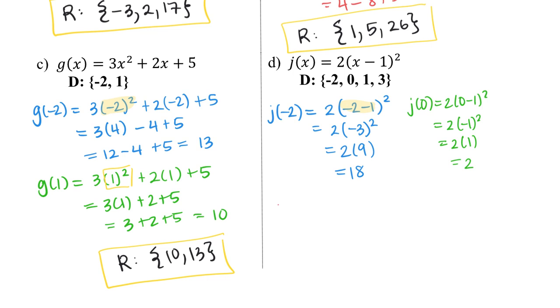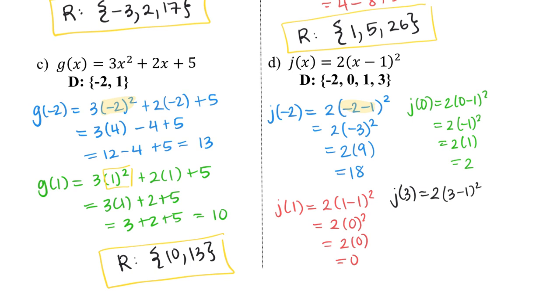Okay, what's next? j of 1. 2 times 1 minus 1 squared. Okay, parentheses first. 1 minus 1 is 0. 0 squared is 0, and 2 times 0 is 0. Okay, one more. 3. 3 minus 1 is 2 squared. 2 squared is 4. 2 times 4 is 8.